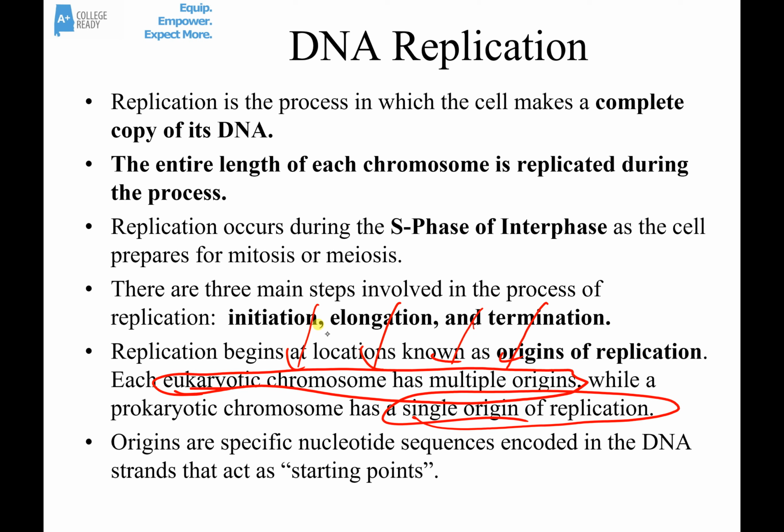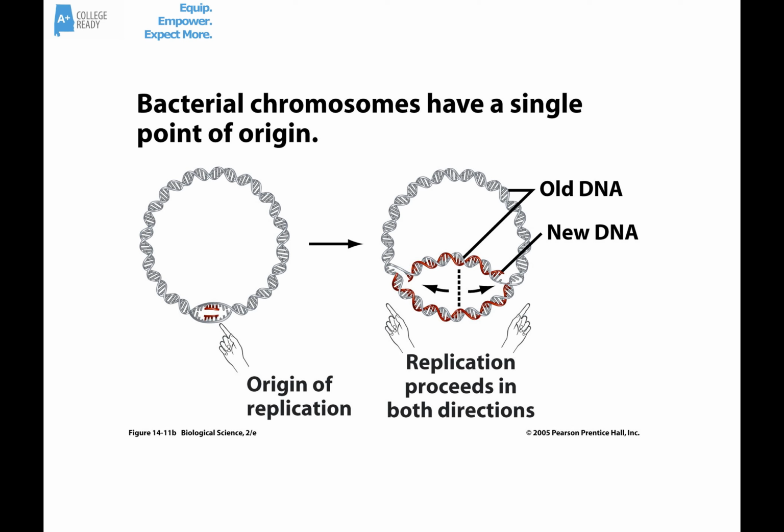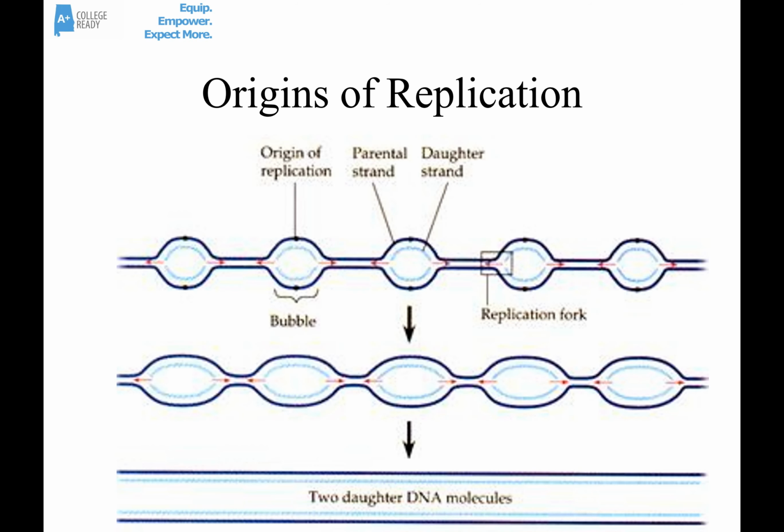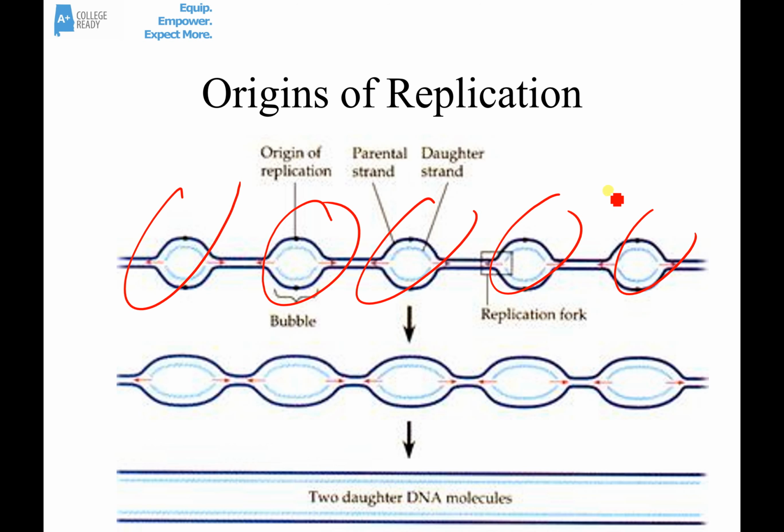So here we can see the cell cycle, and remember that replication happens right in here during the S phase of interphase, the synthesis phase. Here we see that the bacterial replication starts at one origin of replication. It proceeds in both directions until ultimately we get two identical circular chromosomes. Here we see that in eukaryotes, the process starts at multiple origins of replication, proceeds in both directions until ultimately we get two identical copied linear chromosomes.